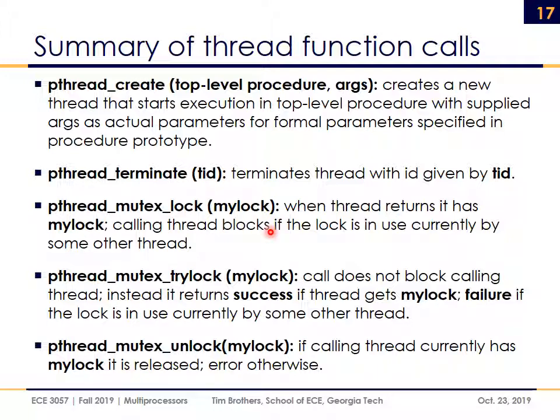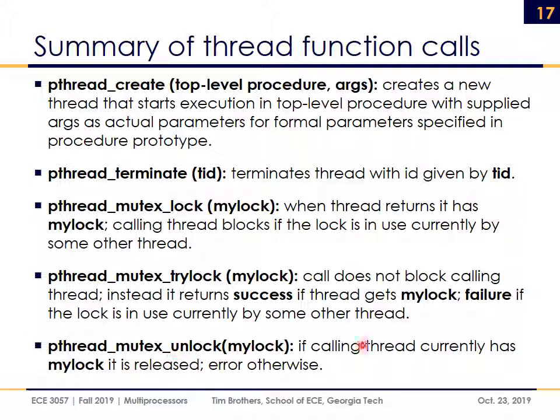So a summary of the thread function calls. We have a pthread create, and this does exactly what it sounds like. It creates the thread. Pthread terminate kills it off. The lock will lock a thread that is currently in use by some other threads. The calling thread blocks if the thread is currently used by some other thread. Then try lock is going to try to get a lock on it, or it returns a failure if the lock is currently in use by some other thread.